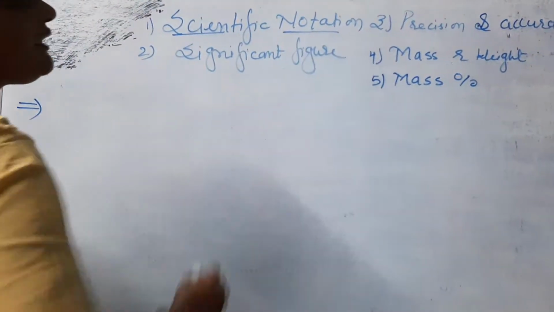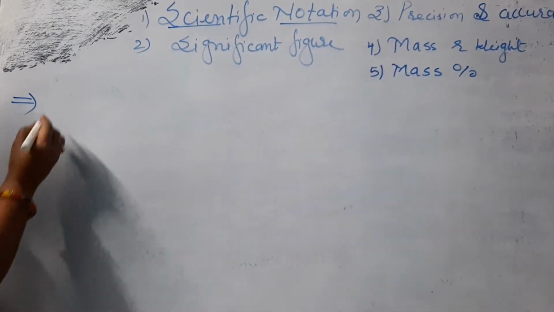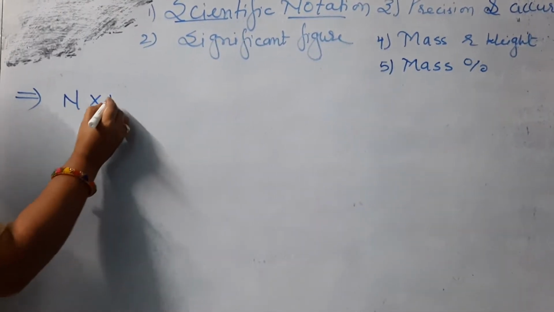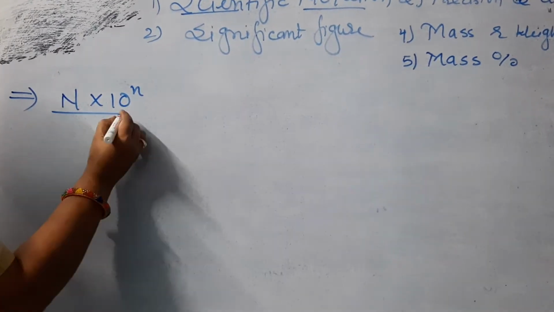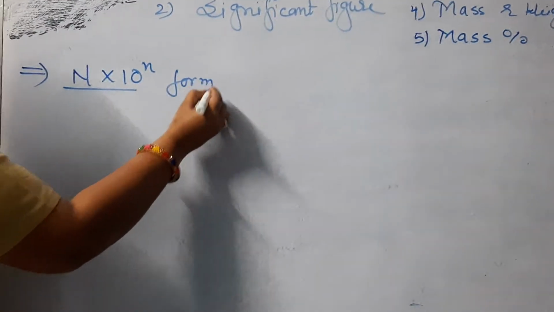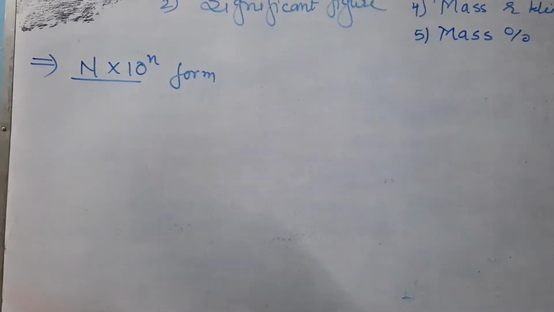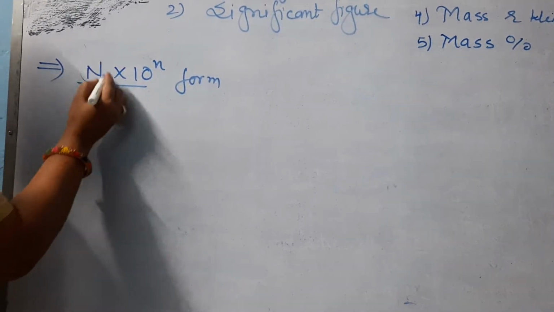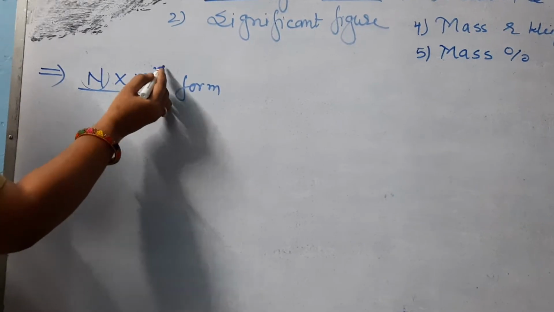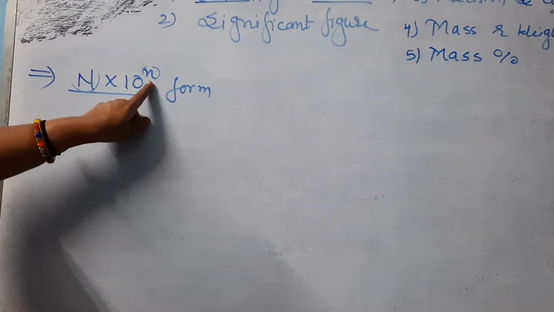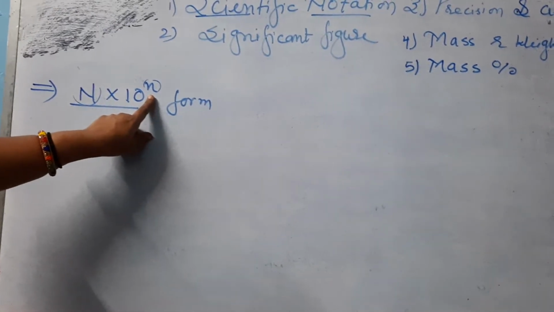Scientific notation का मतलब क्या होता है? You have to write the number in the form N into 10 to the power n. N is the original number and 10 is raised to the power n. How can it be written?